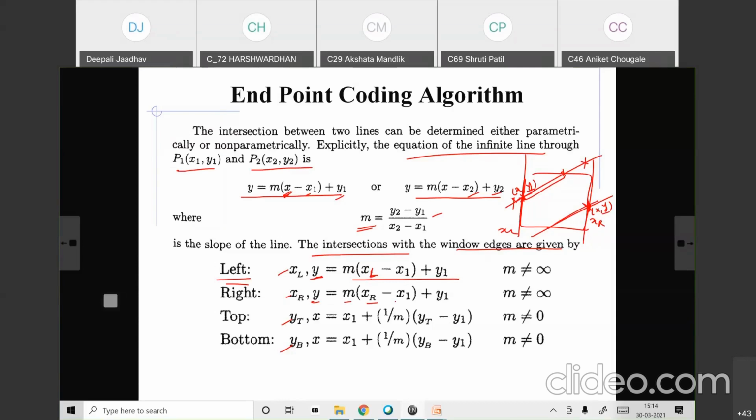Now the top. If it intersects the top, how do we identify x and y? x is x1 plus 1 by m, yt minus y1. And if it crosses the bottom, x is x1 plus 1 by m, yb minus y1. So using these four equations, we can find the intersection point x and y.